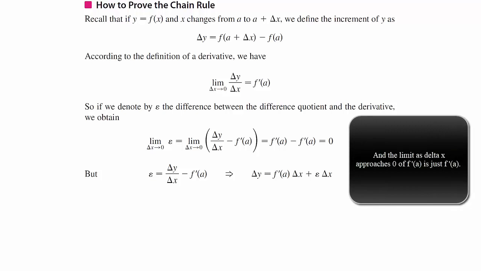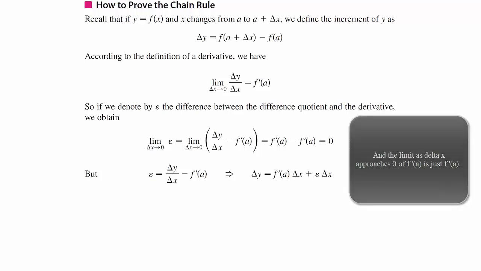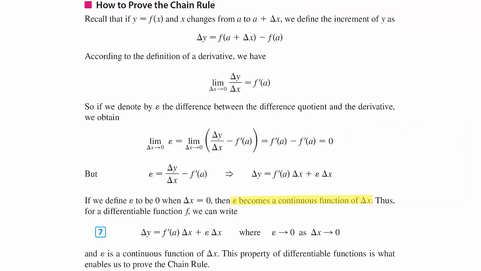And because of this result, we can say that epsilon is going to be a continuous function of delta x. Well, why is that? When you think about what a function is, let's take y equals f of x. You put something in and you get something out if it's one-to-one. If epsilon is a function of delta x, if you plug in a value for delta x, you're going to get a corresponding epsilon. Well, we did plug in a delta x.